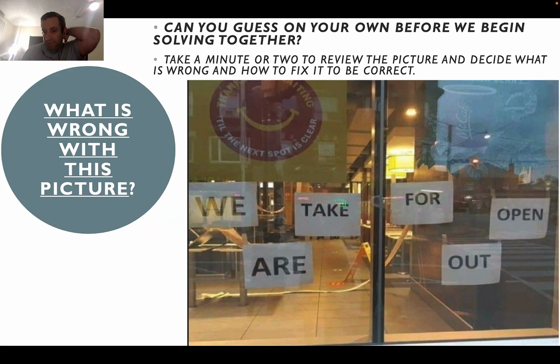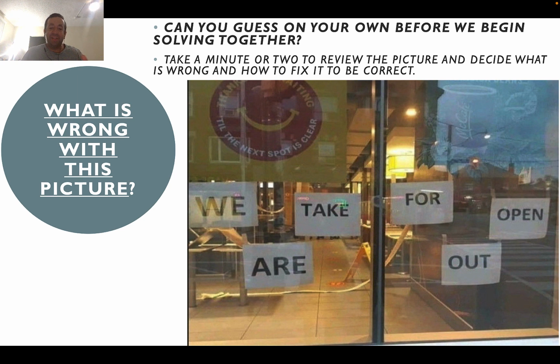So what is wrong with this picture? As you know, I do like to look at a picture. In this case, it's of a restaurant where there is an issue. So I want you to guess on your own before we begin solving together or figuring out what is wrong. Take a minute or two to review the picture we have here and decide what is wrong and how to fix it to be correct. And feel free to write down what exactly we are getting at in terms of the sentence order. Why are we saying it's wrong?